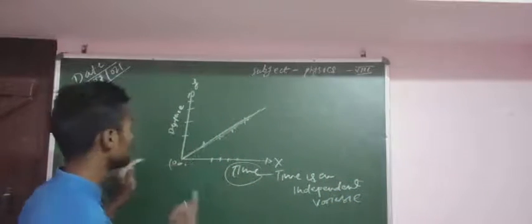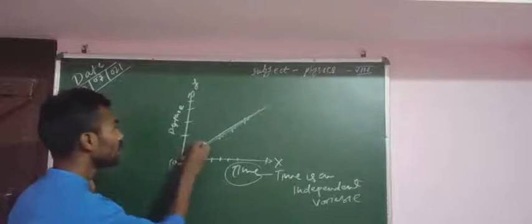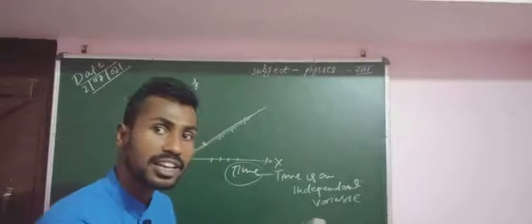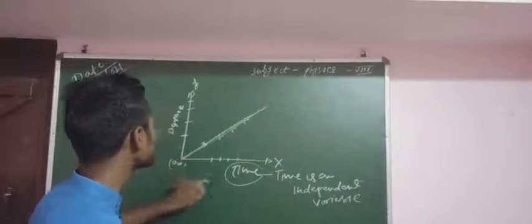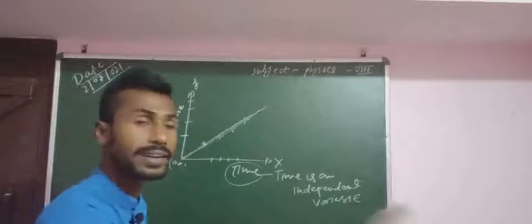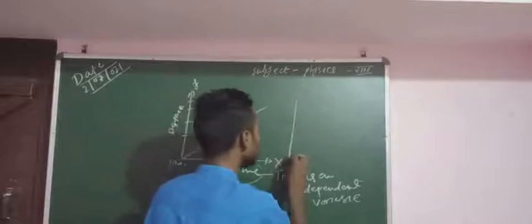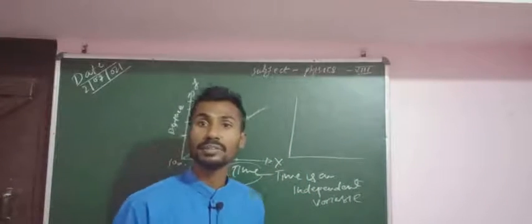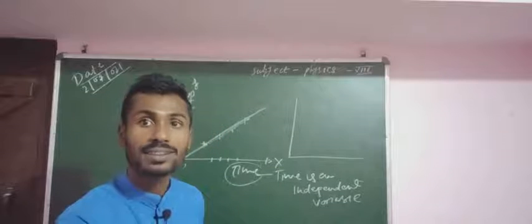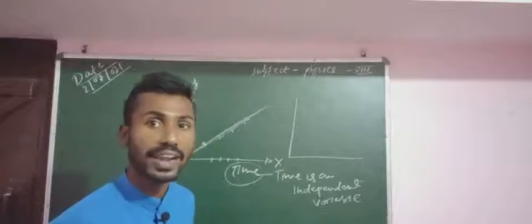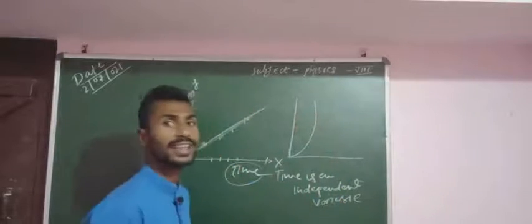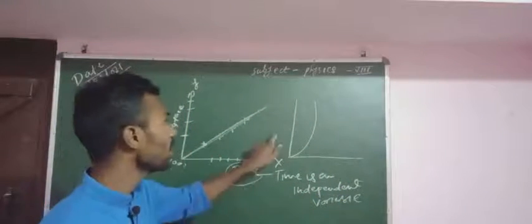Suppose when the body is in uniform motion, obviously it takes equal distance in equal intervals of time. In that case the distance-time graph of the body is a straight line. And when the body is moving in non-uniform motion, that means it covers unequal distance in equal intervals of time, the distance-time graph of the body is a curved line.